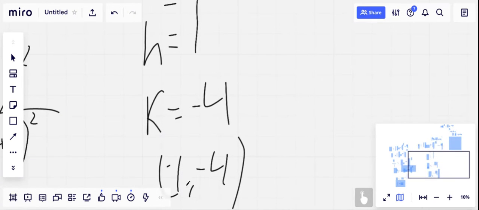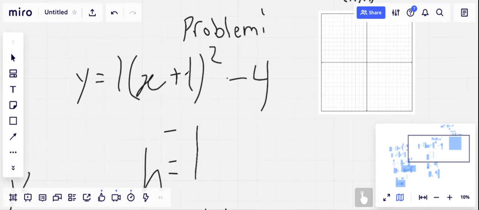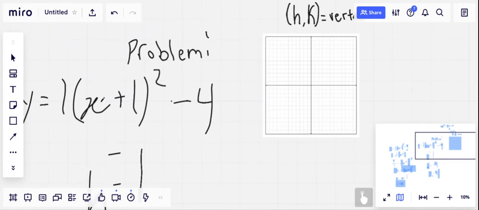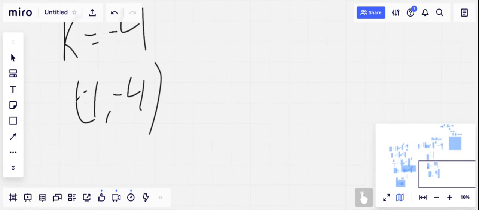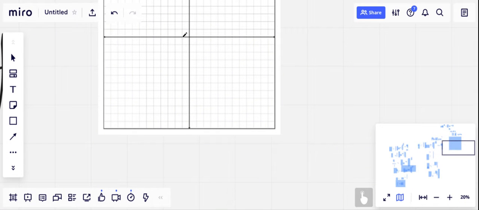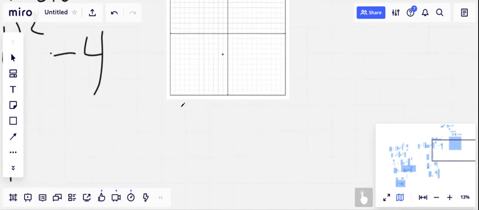If we plugged in negative 1 into the general a times x minus h squared plus k form, we would get this. So let's graph negative 1 comma negative 4 on our graph. Negative 1, 2, 3, 4. So that's where the vertex is.